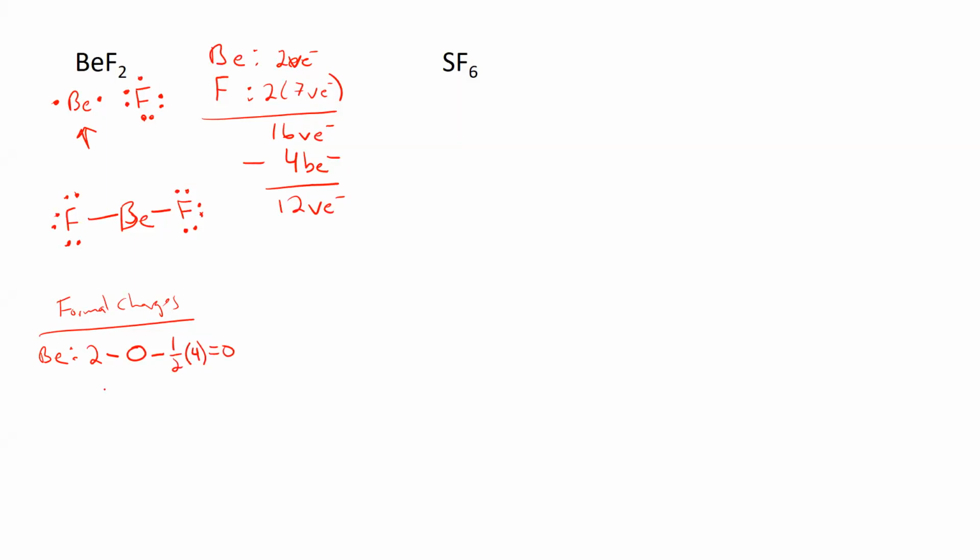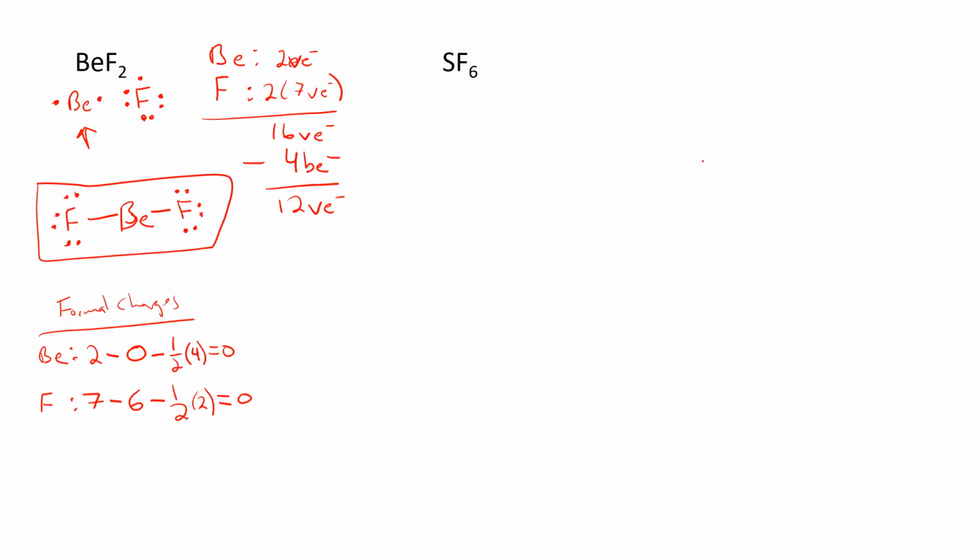So that'll be 0. And for fluorine, we'll have 7 valence electrons on each of them, minus 6 lone pair electrons, because each of them has 3 lone pairs, minus 1/2 of the 2 shared electrons in the bond, right? Remember, we're taking each of these fluorines one at a time to do this formal charge, okay? So it'll give us a total of 0 when we do that math. So these formal charges are good. We don't have to do anything with them.